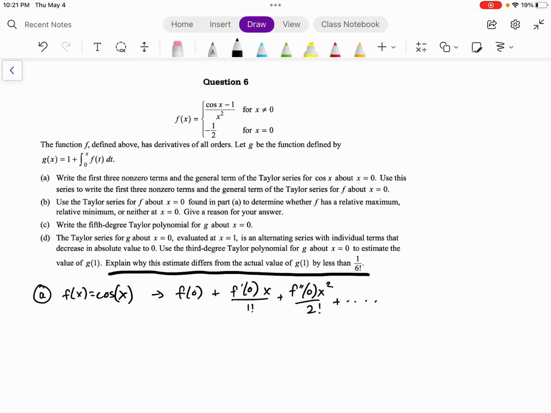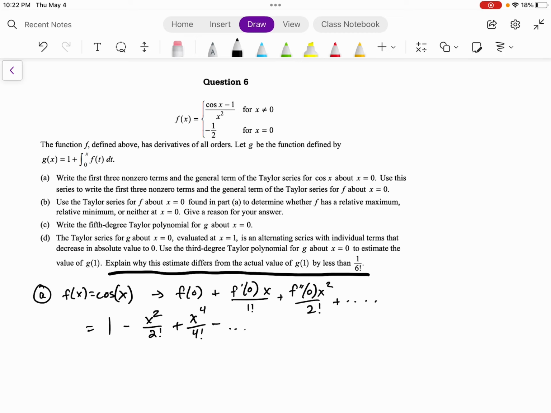And for cosine, you can figure this out on your own. I'm not going to do that right now. We're going to start at 1, and then remember, for cosine, we skip every other term. So we're going to end up with x squared over 2 factorial plus x to the 4th over 4 factorial minus x to the 6th over 6 factorial, and so on. Oops, I gave too many terms. I only asked for 3. Don't need this one.